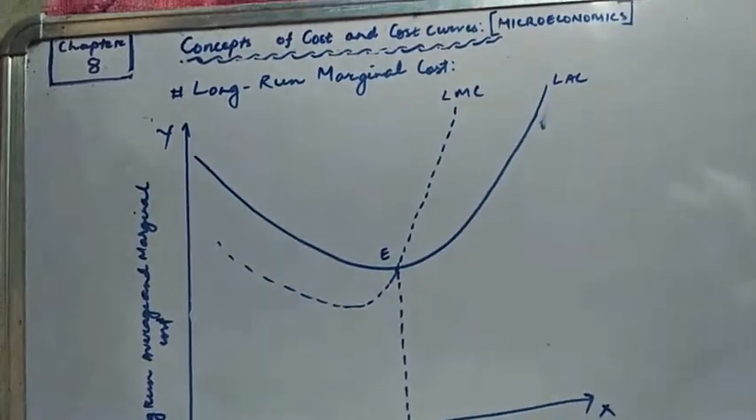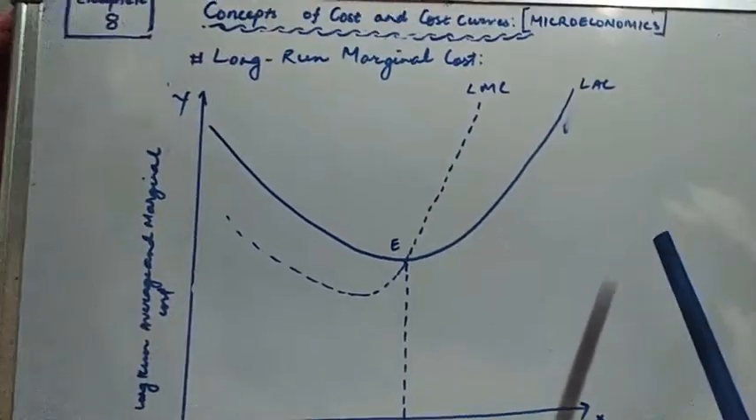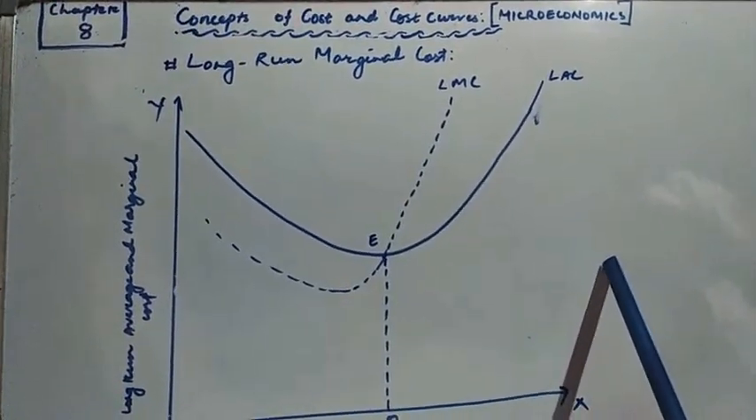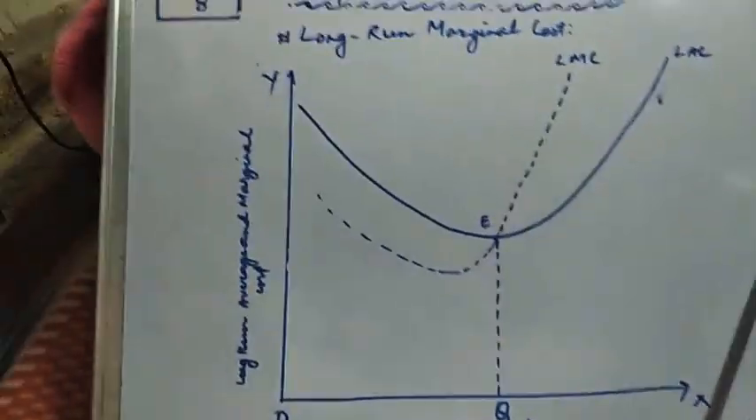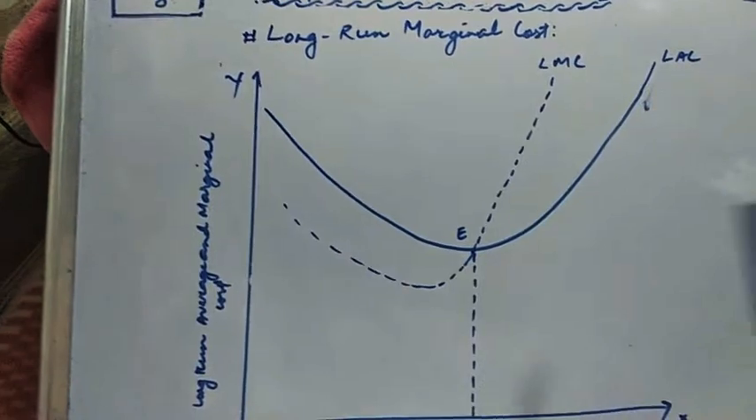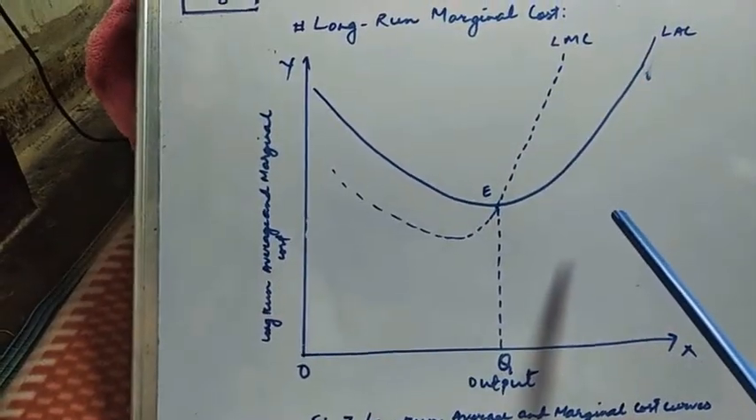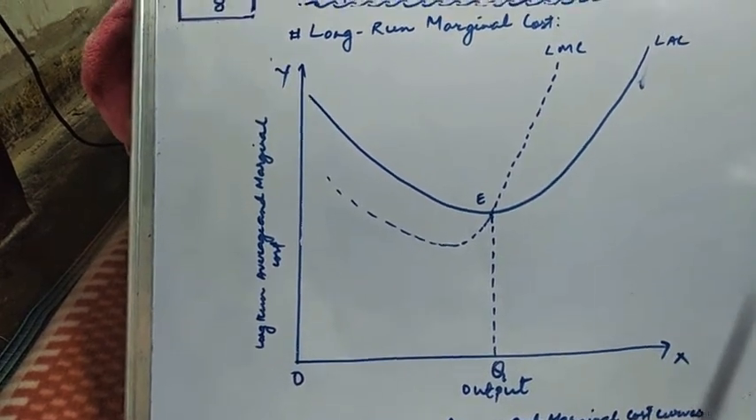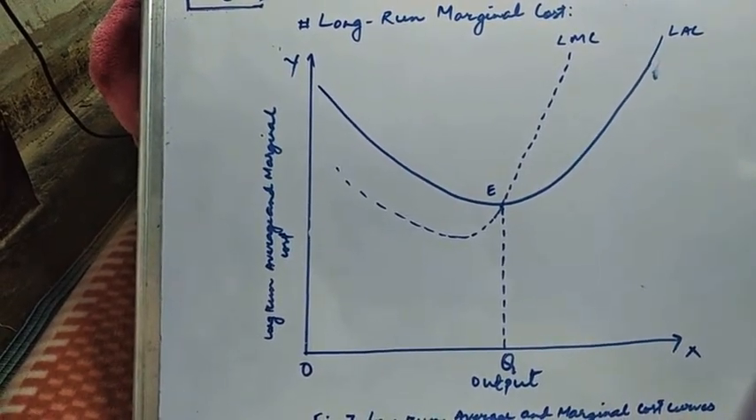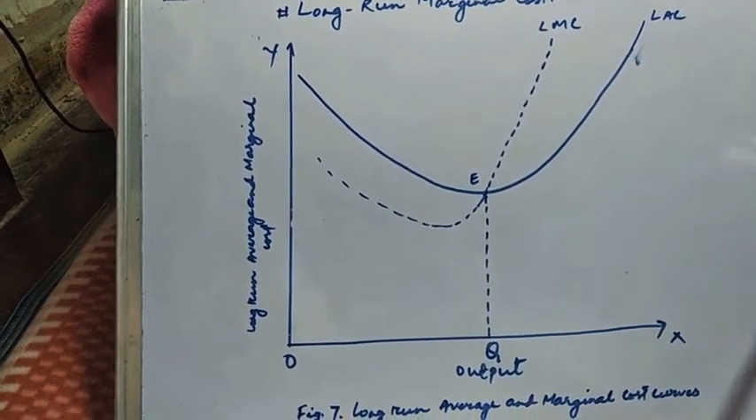So the next and the last topic that we have is long run marginal cost. We have discussed the marginal cost and the average cost for the short run. Now it is the long run marginal cost. In figure 6, let us explain this relationship in the form of a diagrammatical representation. In figure 6, we have drawn the long run marginal cost curve, that is LMC, corresponding to the given long run average cost curve, LAC.